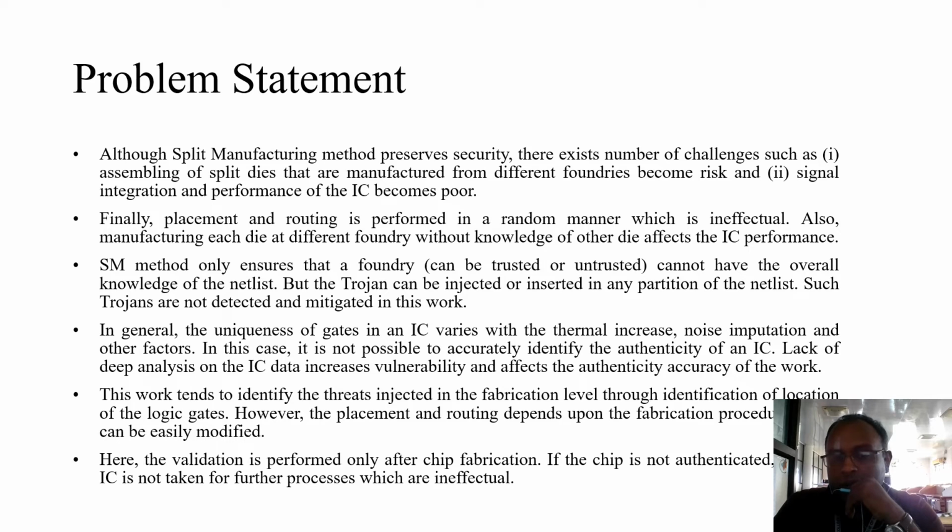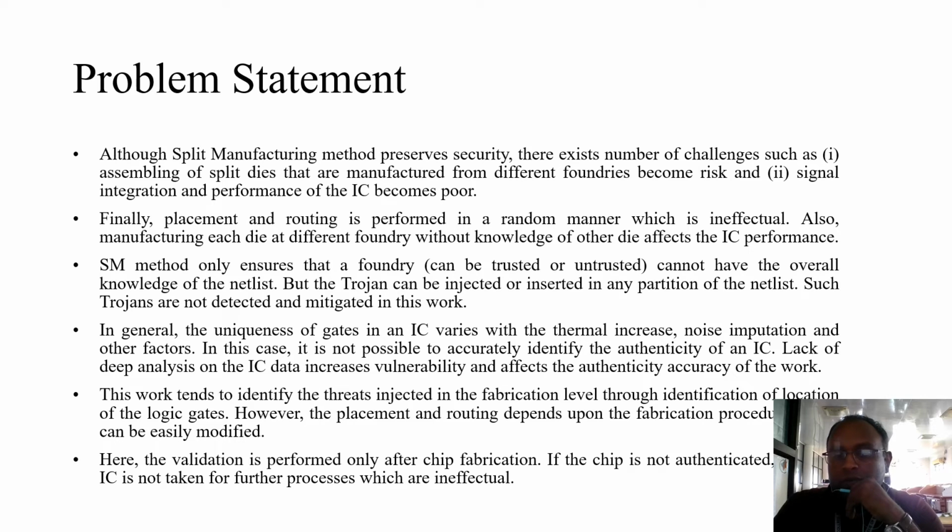Generally, the uniqueness of the gates in an IC varies whenever the thermal temperature increases, noise injection can happen, and other factors. And it is not possible to accurately identify the authenticity of an integrated circuit. So the lack of deep analysis of IC data increases vulnerability and affects the authenticity accuracy of the work. The work tends to identify the threats injected at the fabrication level through identification of the location of the logic gates. However, the placement and routing, depending upon the fabrication procedure, can be easily modified.